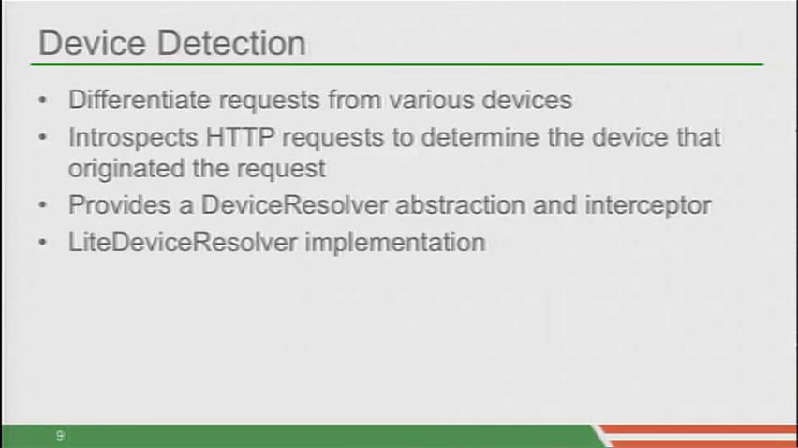So first up is the device detection. And as I said, it allows you to differentiate requests from various devices. And the way that we're doing this is we're introspecting the HTTP request, and we're looking at the request headers coming in from the device and determining based on a set of known headers for different devices whether it's a mobile device or a desktop device, or normal device as we call it within the device detection.